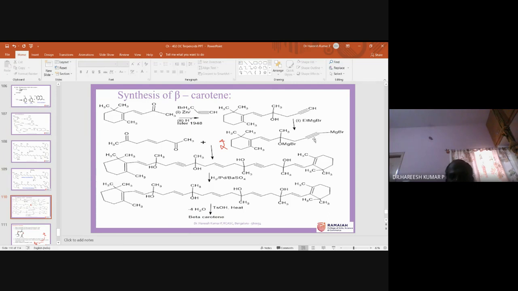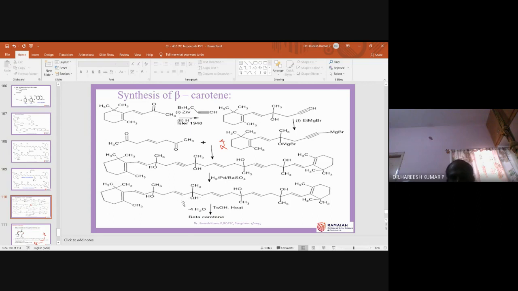Since the reactant contains a triple bond, this triple bond is converted into a double bond by the reaction called Lindlar catalyst, otherwise Lindlar reduction. This Lindlar reduction specifically converts a triple bond into a double bond. It does not affect the double bond. That's the speciality about Lindlar catalyst. And Lindlar catalyst is hydrogen in presence of palladium over barium sulfate. So barium sulfate will act as a poison to this catalyst, and thereby it will stop the reduction at the double bond stage.